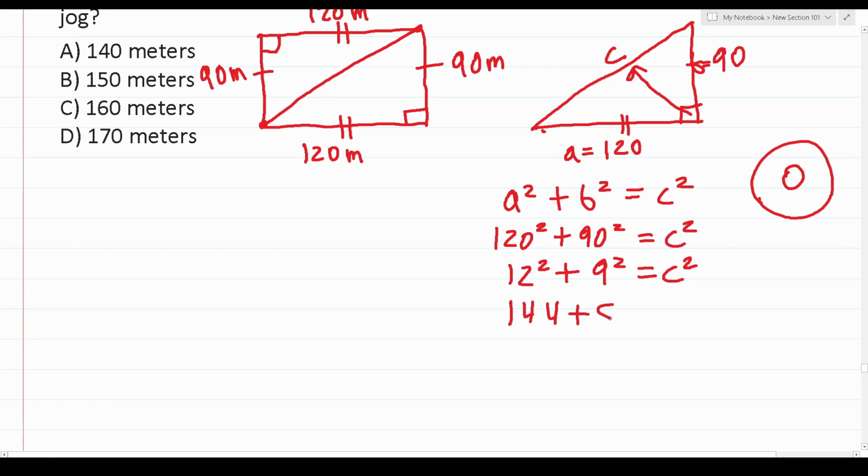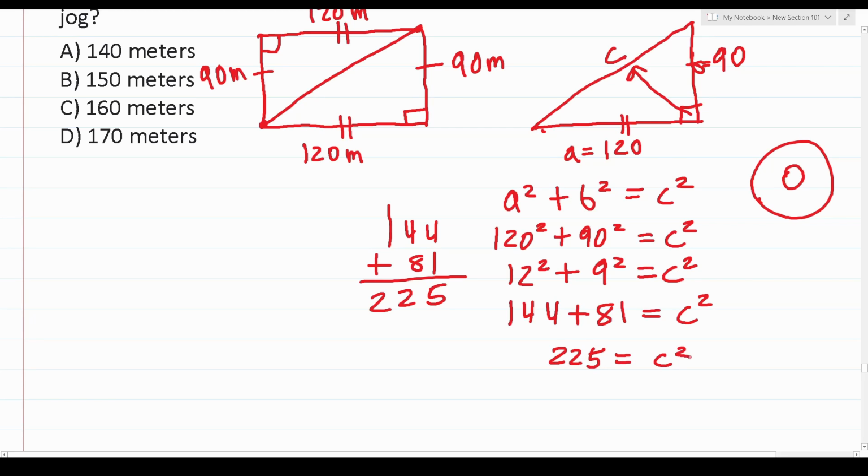9 squared is 81. This equals C squared. 144 and 81, let's go ahead and add those together. 144 plus 81. 4 plus 1 is 5. 8 plus 4 is 12. Carry a 1. 1 plus 1 is 2. So this is 225 equals C squared.